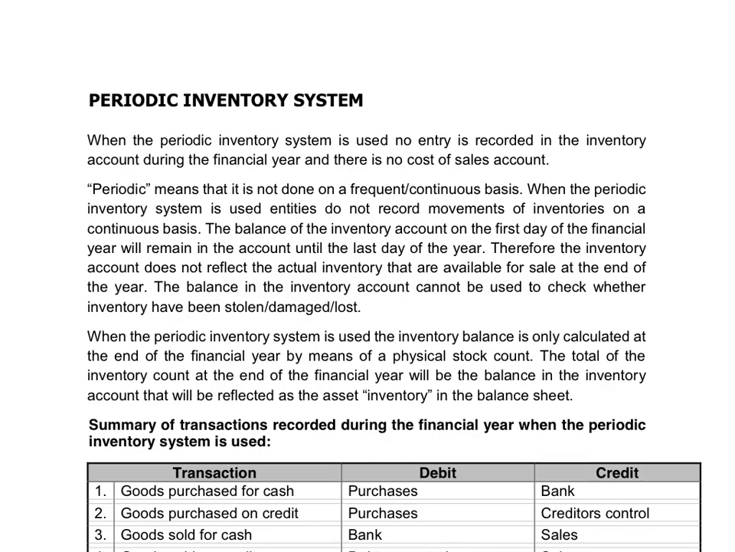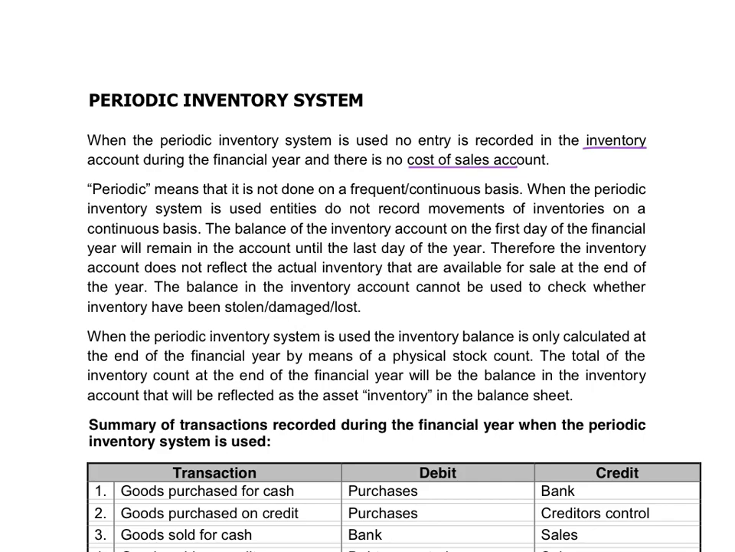Good morning. We will pay attention to the periodic inventory system today. When the periodic inventory system is used, no entry is recorded in the inventory account during the financial year, and there is no cost of sales account. So the balance in the inventory account of the inventory that was left over at the end of the previous year will stay in that account until the end of the financial year. You are not allowed to write in that inventory account during the financial year.